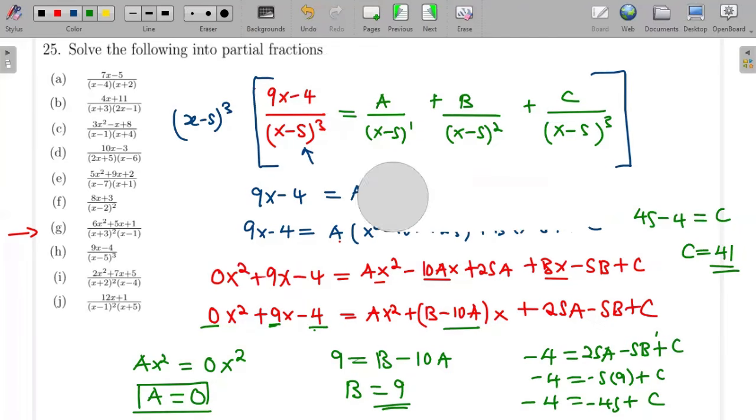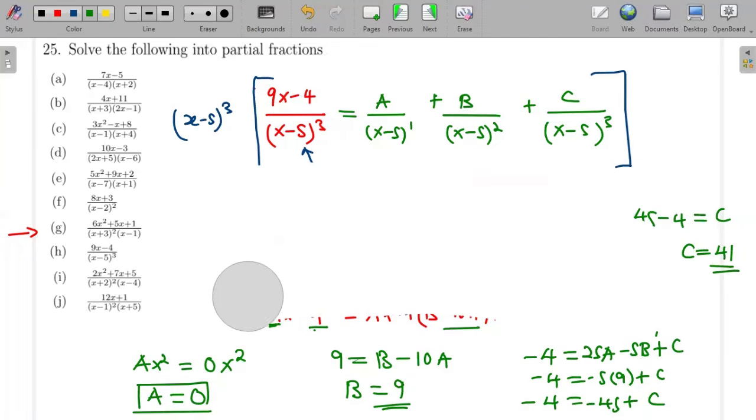Okay, so we are done. We found the c, the b, and the a. What is my a? I'll put it on top there. What is my b? I'll put it there. What is my c? I'll put it there. So my a is 0, my b is 9, my c is 41.